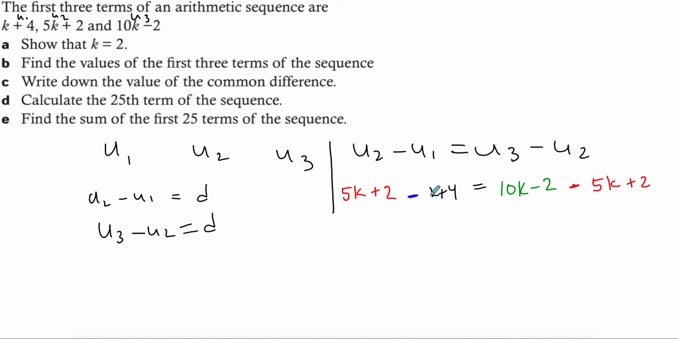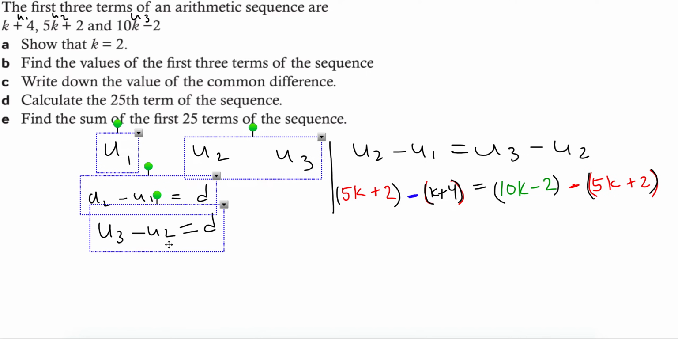Now, because you're subtracting a term, please put brackets in here, because it's no longer minus 5k, it's minus 5k minus 2. So just put everything in brackets. So u2 minus u1, and 10k minus 2 minus, in brackets, 5k plus 2. If it was a plus, we can ignore the brackets, but because they're minus, it's a bit more tricky.